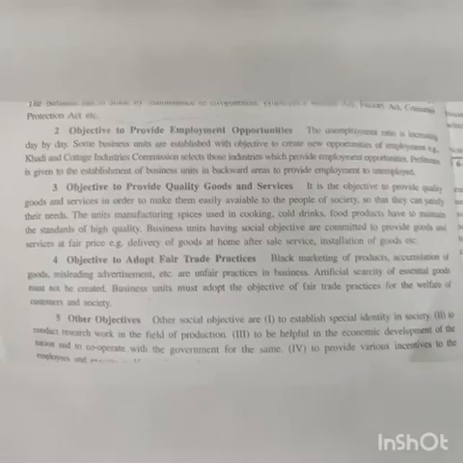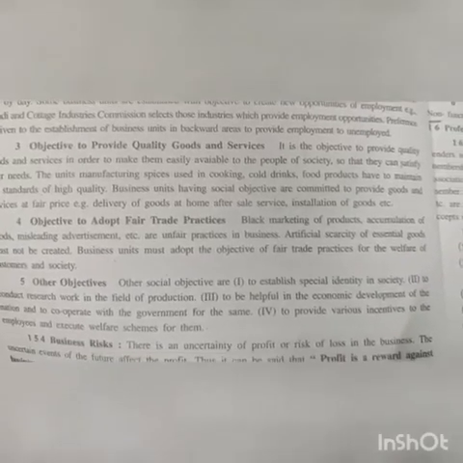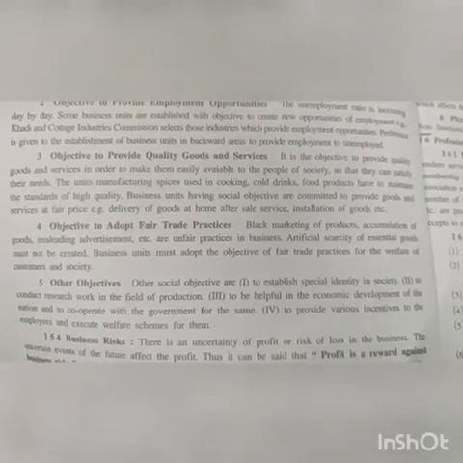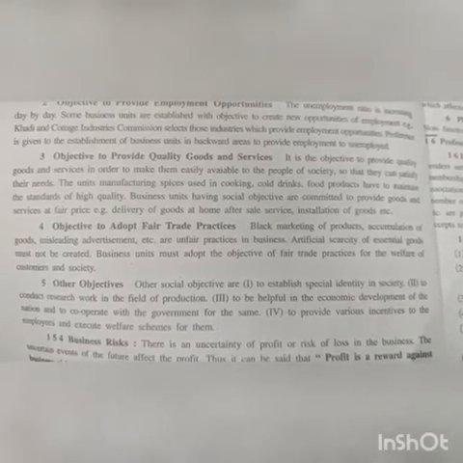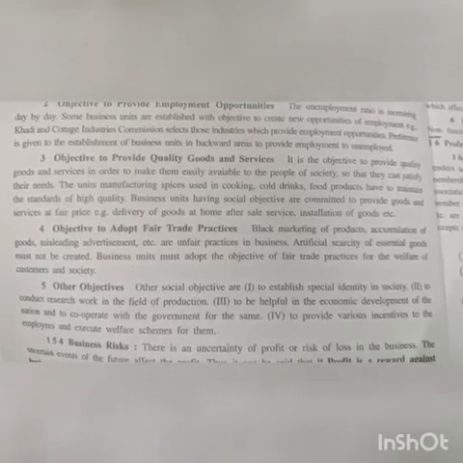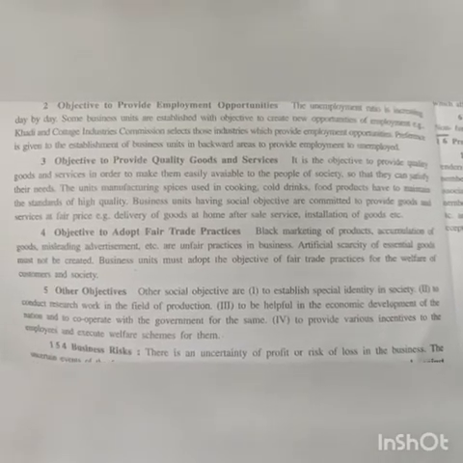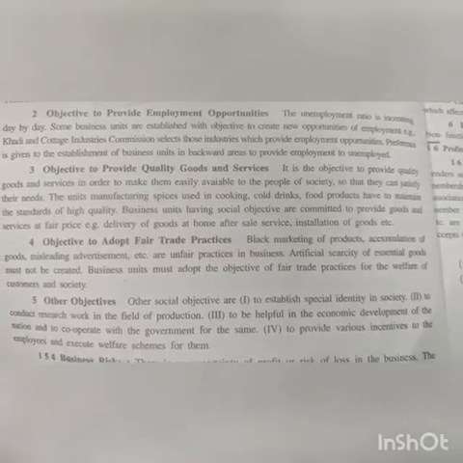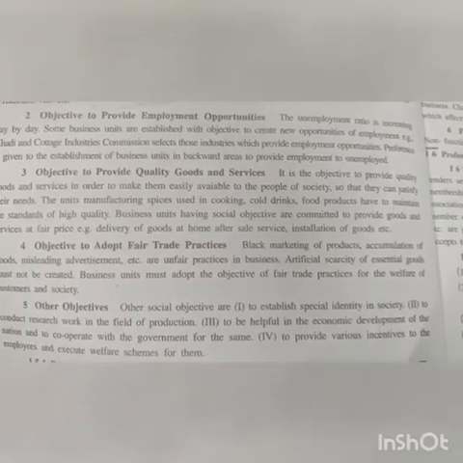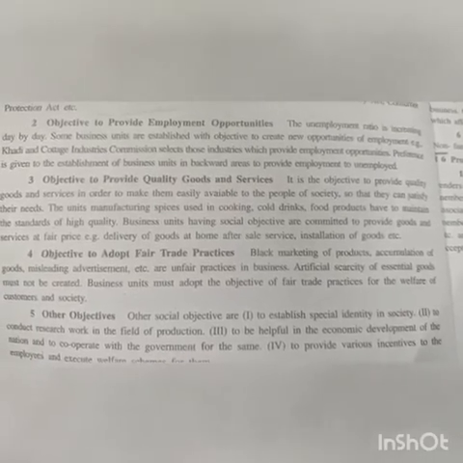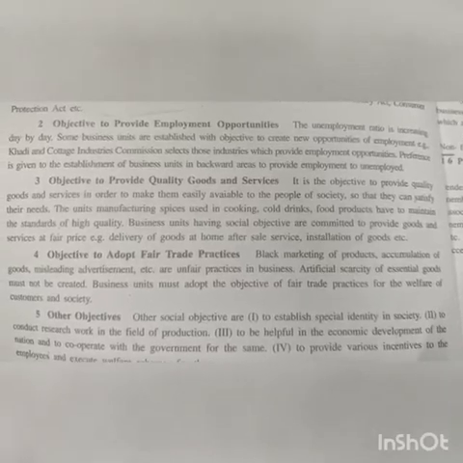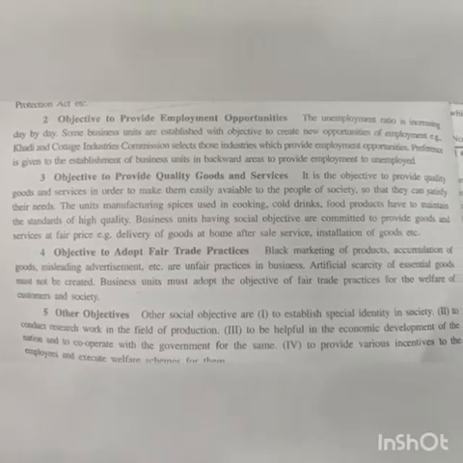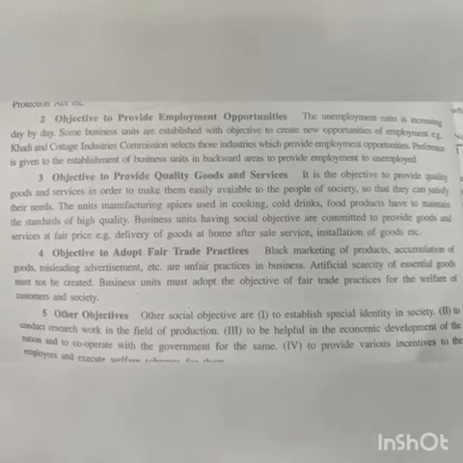Now we will see the fourth point, that is the objective to adopt fair trade practices. Black marketing of products, accumulation of goods, misleading advertisement, etc. come under unfair practices in business. Such unfair practices should not be done. You should adopt fair trade practices. Black marketing means you are storing the goods and then selling them at high prices to someone; that should not take place. Accumulation of goods is again storing of goods, and bringing out that particular goods when the prices are high. This also should not take place.